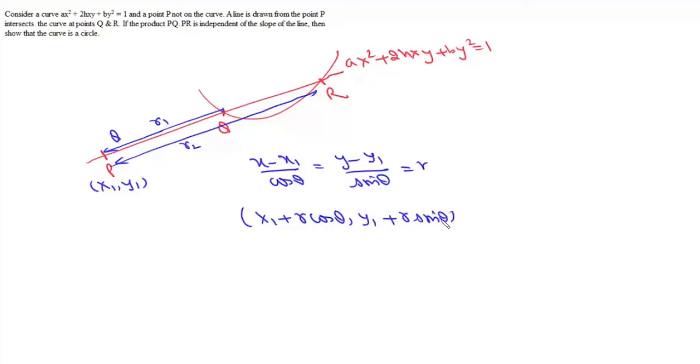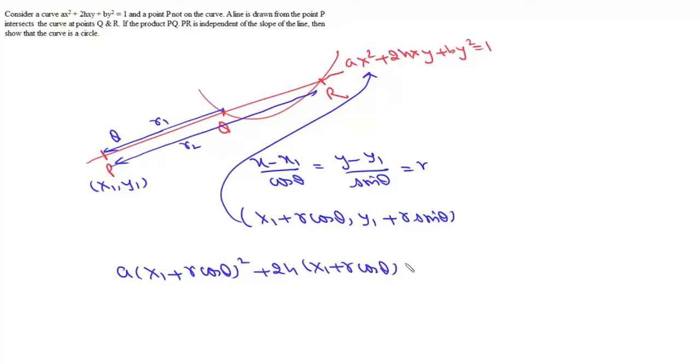Now we are interested in finding the points which lie on this curve. So we'll put the value of x and y in this equation. It will be a into (x1 plus r cos theta) square plus 2h into (x1 plus r cos theta)(y1 plus r sin theta) plus b into (y1 plus r sin theta) whole square, and it is equal to 1.